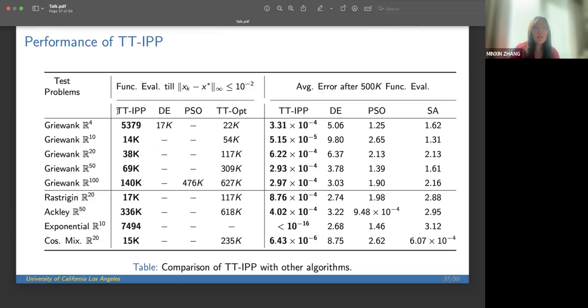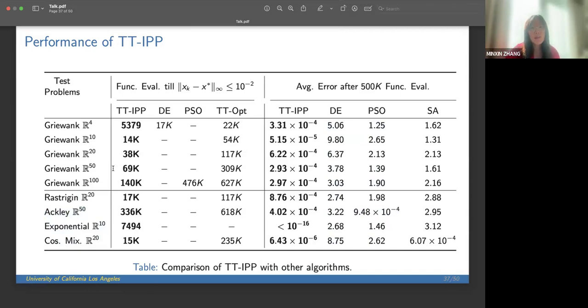But you can see that our TT-IPP algorithm outperforms all these different global optimization solvers on a number of benchmark functions, including the grid-rank function I showed you in an earlier picture. And we consider the dimension of this function ranging from dimension 4 to dimension 100. We also consider other commonly used benchmark functions for global optimization.